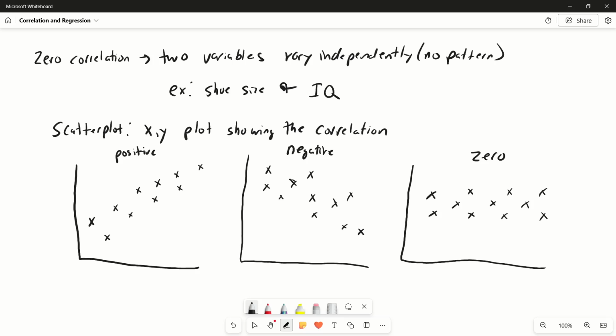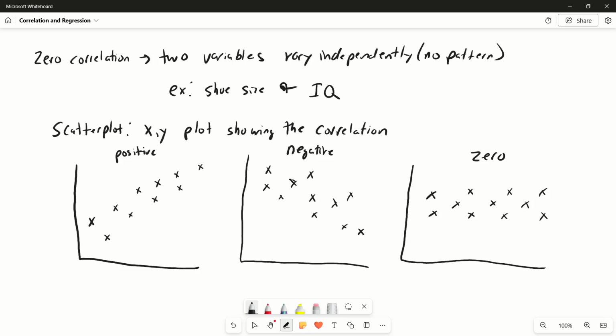And a positive correlation is not necessarily stronger than a negative correlation. It's the magnitude, right? A correlation closer to one or negative one is always going to be stronger than a correlation closer to zero, regardless of whether it's positive or negative. So if you take the absolute value of the correlation, that gives you the magnitude of the correlation. The strongest correlation is one or negative one, and obviously the weakest correlation is zero.